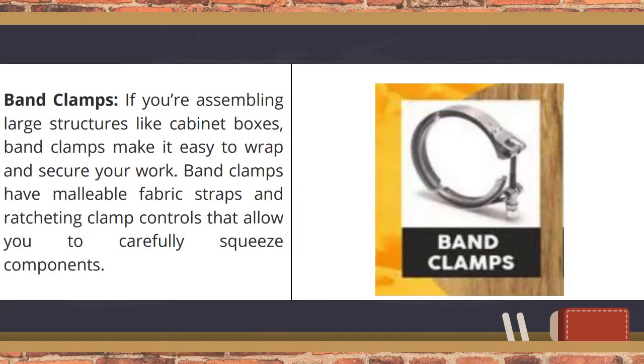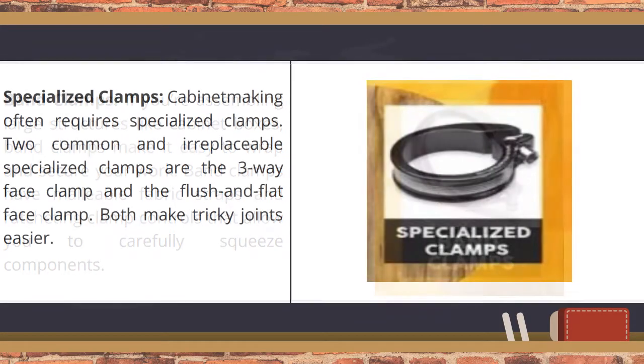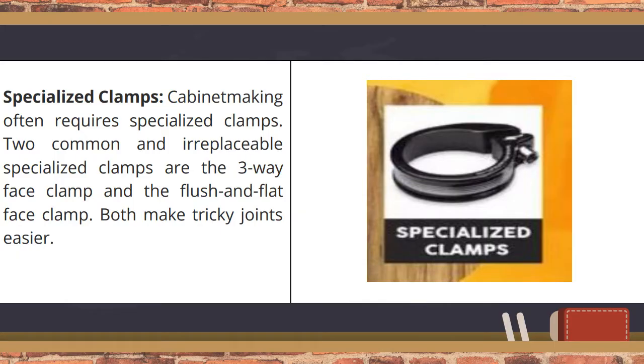Band clamps. If you're assembling large structures like cabinet boxes, band clamps make it easy to wrap and secure your work. Band clamps have malleable fabric straps and ratcheting clamp controls that allow you to carefully squeeze components. Specialized clamps. Cabinet making often requires specialized clamps. Two common and irreplaceable specialized clamps are the three-way face clamp and the flush and flat face clamp. Both make tricky joints easier.